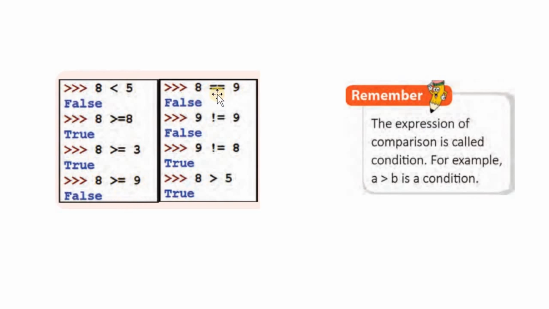See here also, is 8 equal to 9? False. Is 9 not equal to 9? Of course, 9 is equal to 9, so this is false. Okay, so this is how things are done over here. And remember, the expression of comparison is called a condition. For example, here A is greater than B is basically a condition.